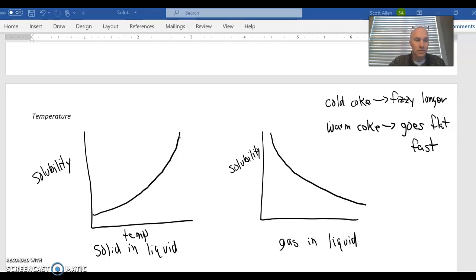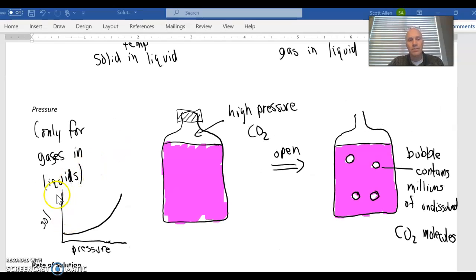Moving on. The next factor only applies to gases dissolved in liquids, and that's pressure. In general, you can dissolve more gas into a liquid at a higher pressure than at a lower pressure. The classic example of this is what happens when you open a bottle of Coke. Let's say you've got some capped carbonated drink.